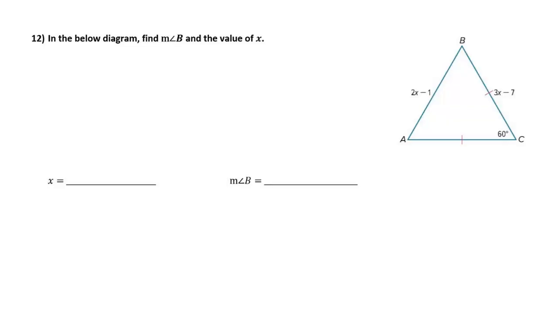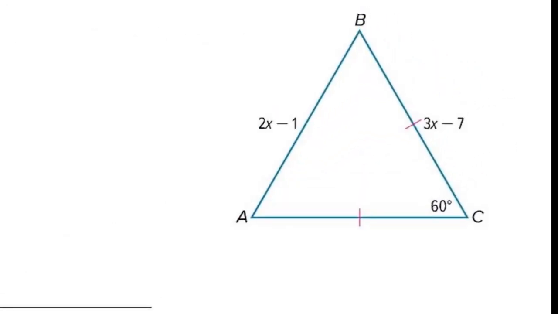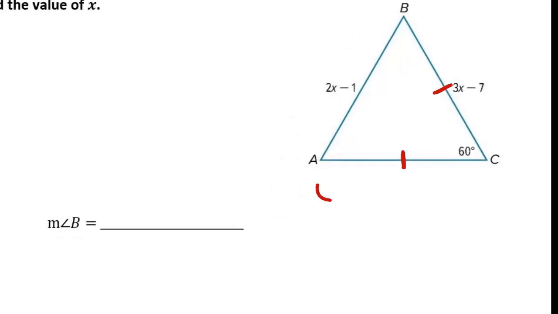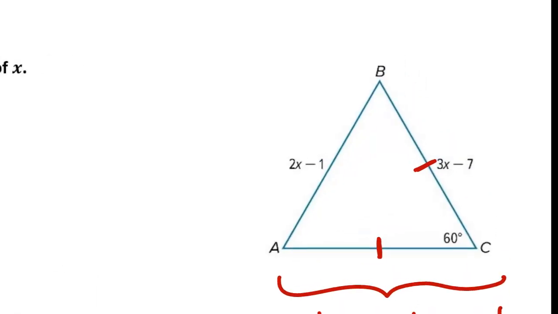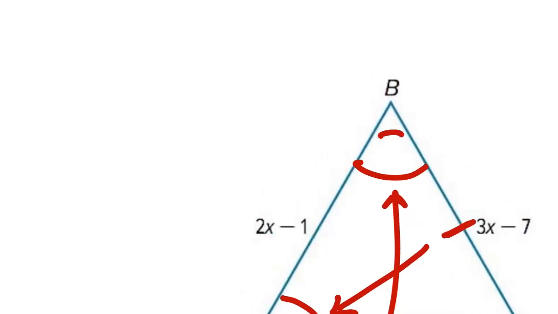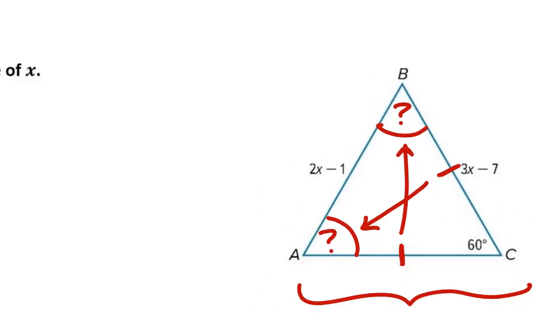So what I can see in the figure is that segment BC and segment AC are congruent. That makes this an isosceles triangle. And what we learned about isosceles triangles is that the angles that are opposite the two congruent sides have to be congruent to each other. I have no idea how big either one of these is, but I know they have to be the same size because they are opposite the congruent sides.